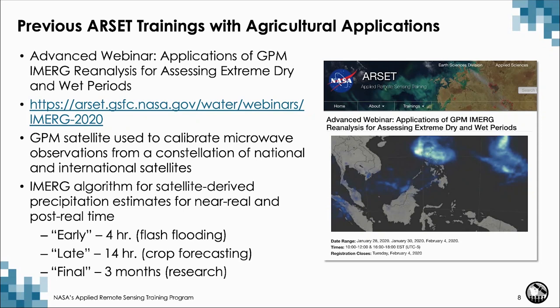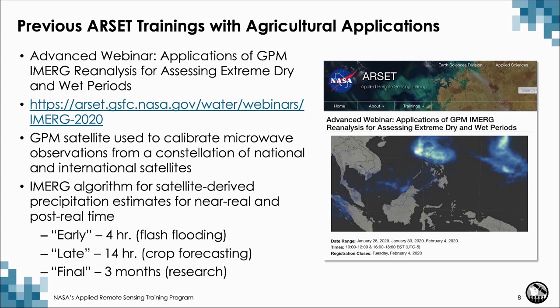It is well recognized that long-term precipitation measurements are necessary for understanding and monitoring regional precipitation characteristics. An ARSET webinar held in January and February of this year focused on analysis and interpretation of the new long-term IMERG precipitation data, focusing on extreme dry and wet period monitoring.